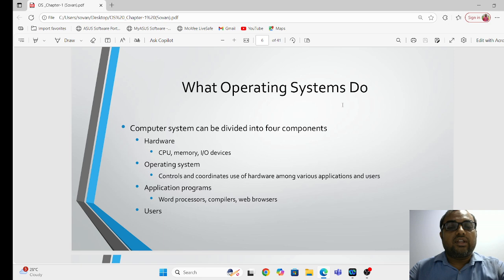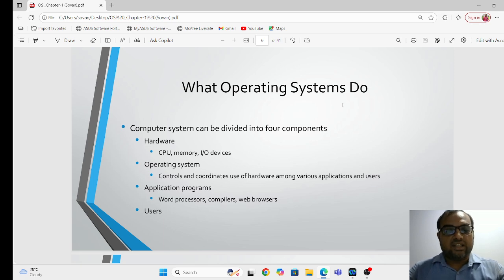But here one thing happens: all the access or processes can be done via the operating system. The instruction to the CPU is sent by the operating system, then the operation will be performed. Otherwise this will not happen. The operating system sits in between your hardware components and another part, that is your application programs. Application programs, for example, are the word processor, compiler, and web browsers. All of these are application programs.